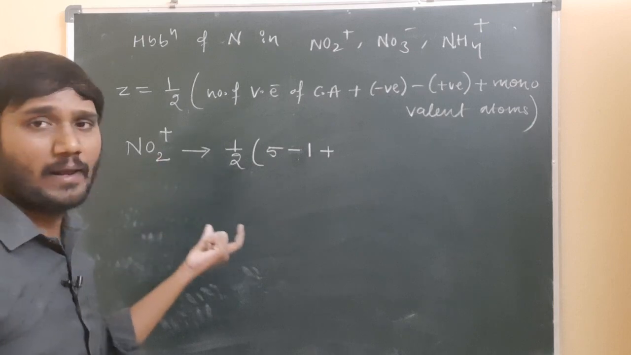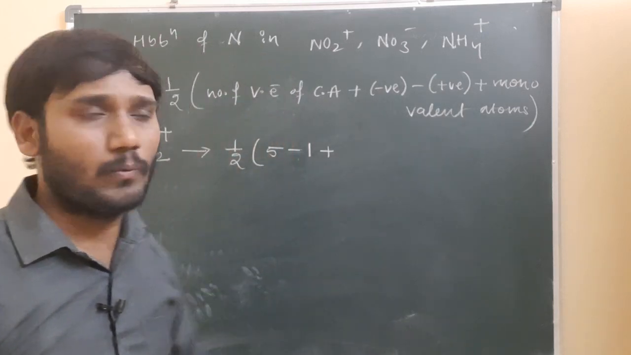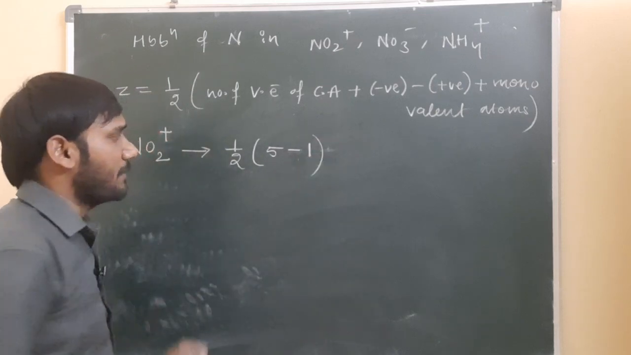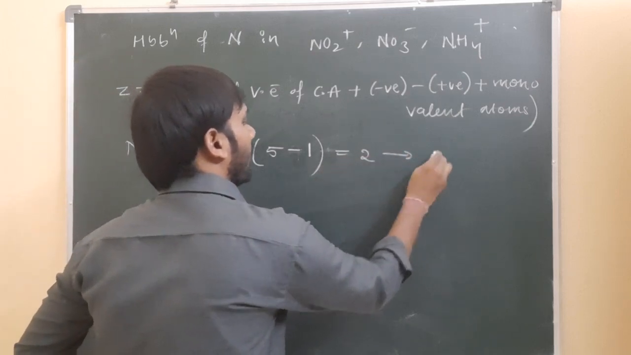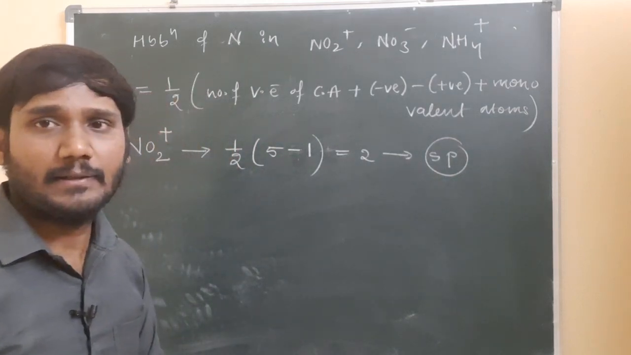How many monovalent atoms? None. Monovalent atoms means hydrogen, fluorine, chlorine, bromine, iodine. There is no monovalent atom, so no need to take it. 5 minus 1 is 4, 4 by 2 is 2. So 2 means the hybridization is sp. So NO2 plus hybridization is sp.